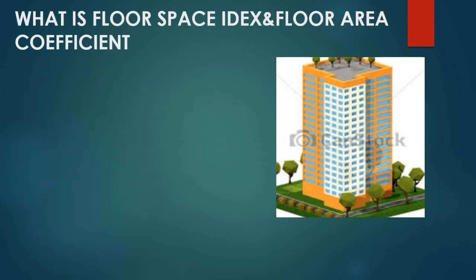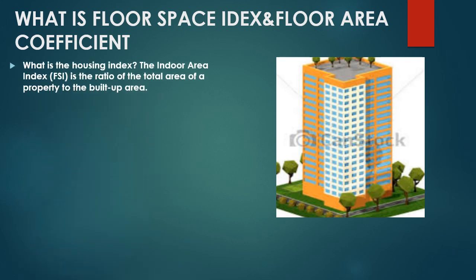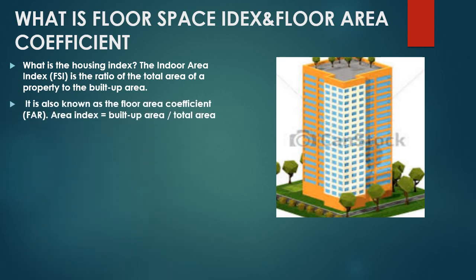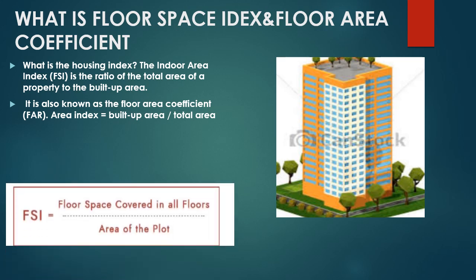What is the floor space index and floor area ratio? The floor space index, that is FSI, is the ratio of the built-up area to the total area of the property. It is also known as the floor area ratio, which is FAR. FSI is equal to built-up area divided by the total area. In general, FSI is the floor space covered in all floors divided by the area of the plot.